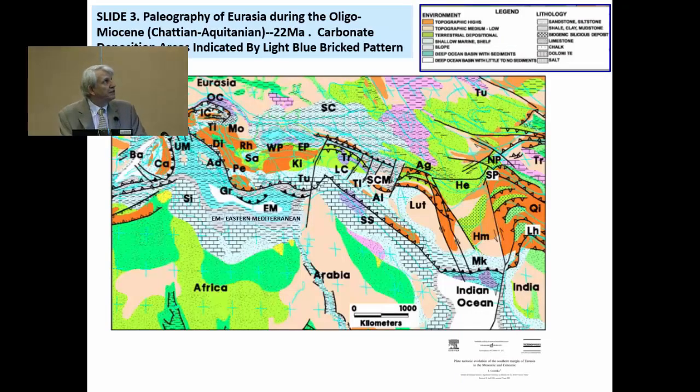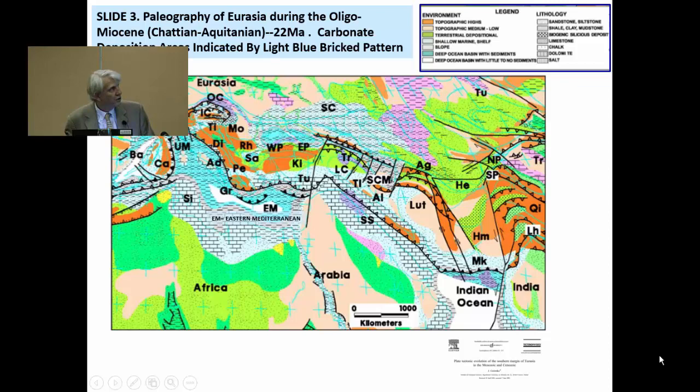This is the paleogeography of Eurasia. That's southwestern Asia and Europe, during the Oligocene, which is Chattian-Aquitanian, around 22 million years ago. The carbonate deposition areas are indicated by the light blue brick pattern. Where it says EM there, that's the Eastern Mediterranean. And you're starting to see Italy starting to form there. It goes all the way down into the Indian Ocean. You can kind of get an idea where the Red Sea rift zones are also.